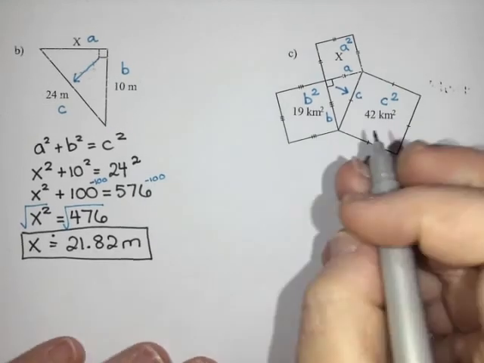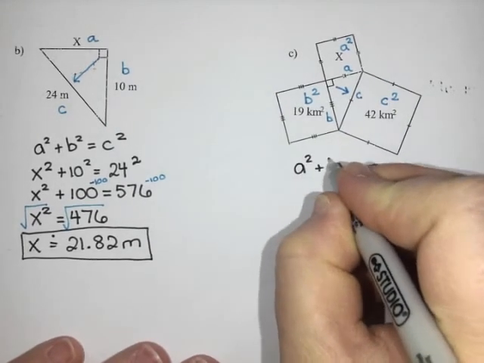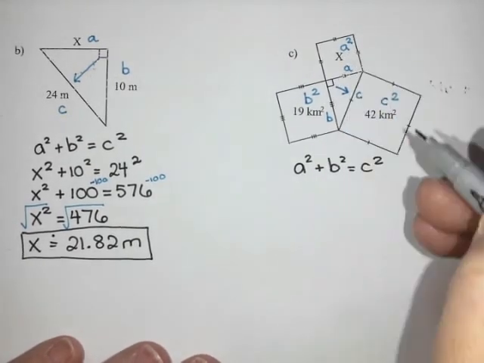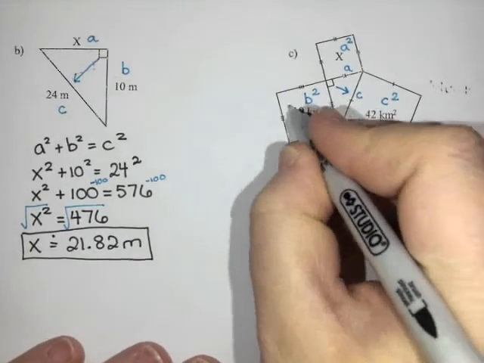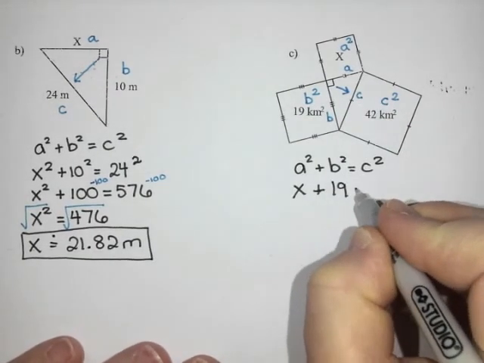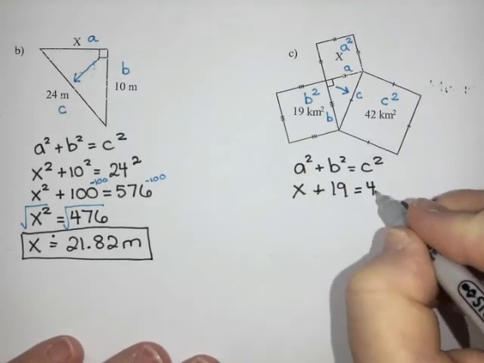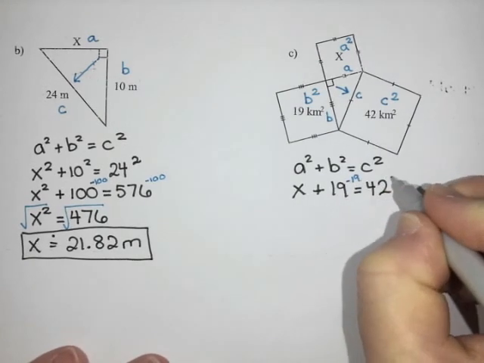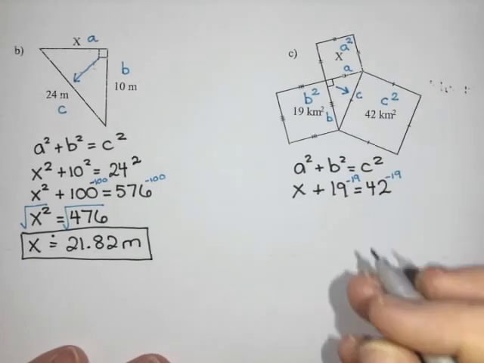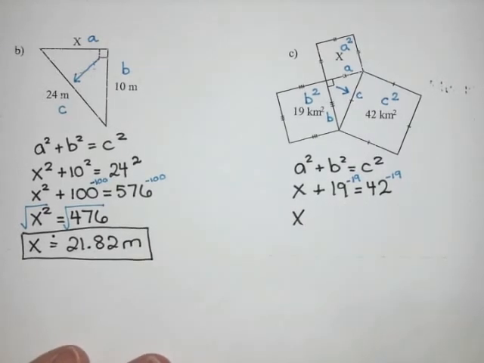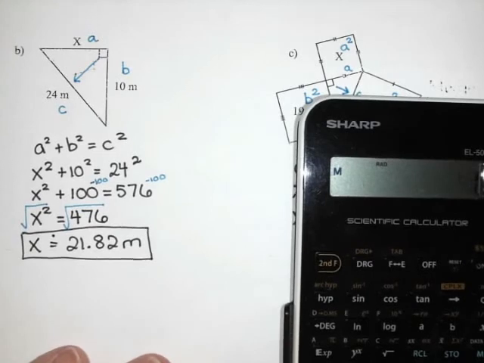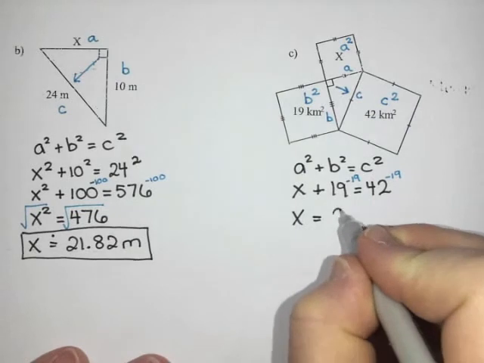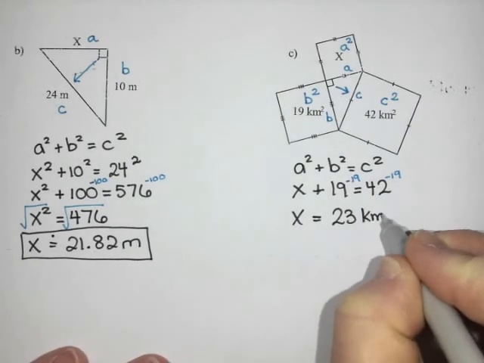So I'm going to write down the formula. A squared plus B squared equals C squared. A squared is just X. B squared is 19. And C squared is 42. And then all I have to do is solve for X by subtracting 19 from both sides. So 42 take away 19 is 23. So X is going to be 23 kilometers squared.